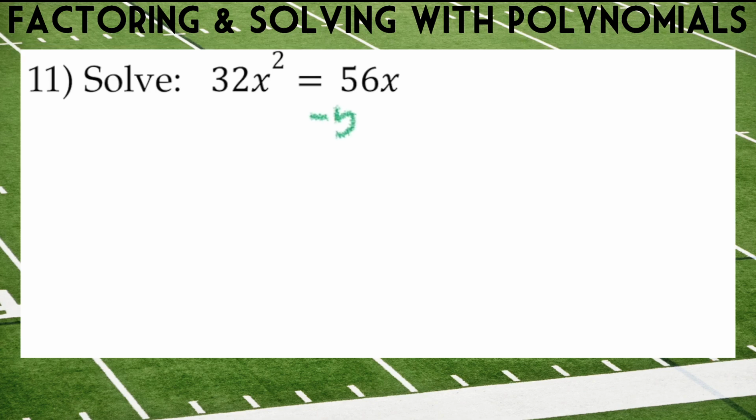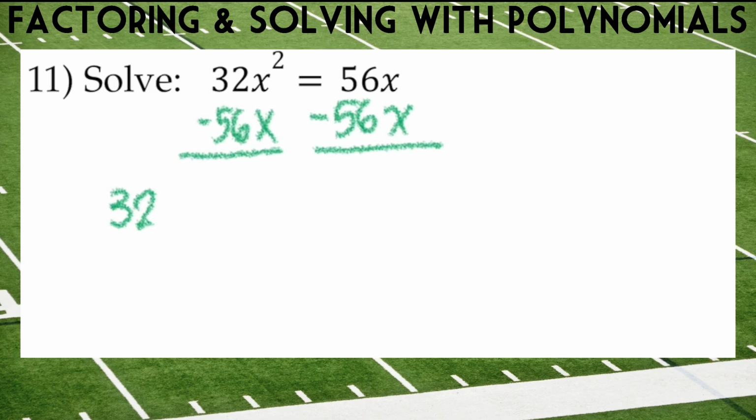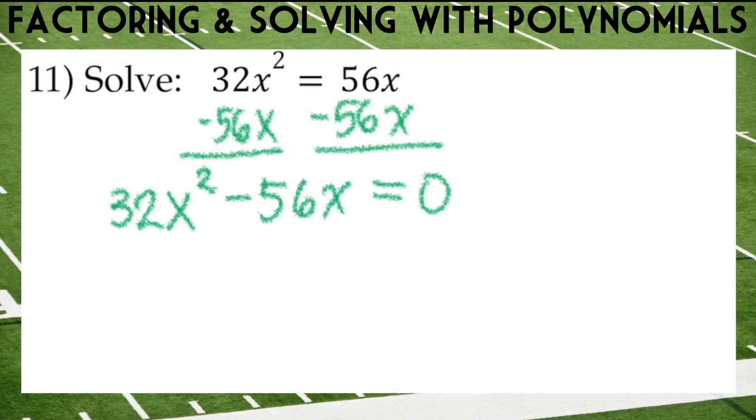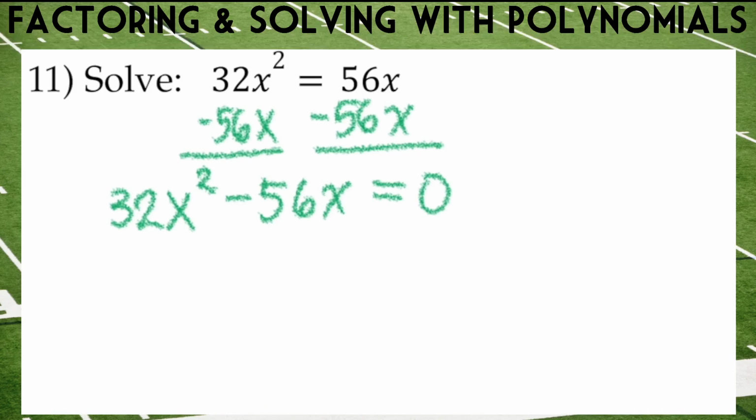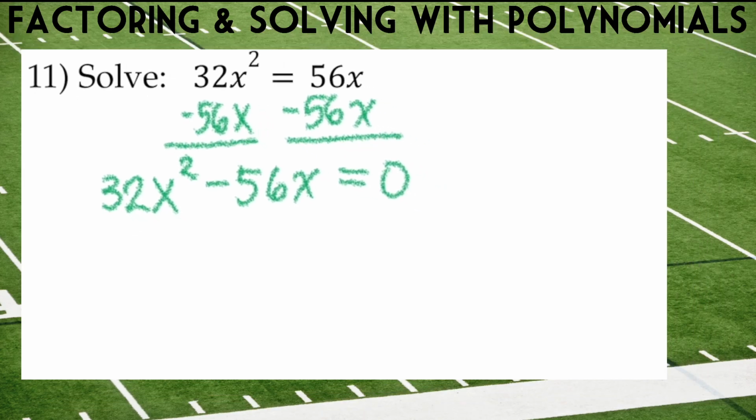So I'm going to subtract 56x from both sides. It's not like terms with 32x squared, so I cannot combine them, but I will make sure I write my terms in what we call descending exponential order, or in order from biggest power to the smallest power. So you want to make sure that you are doing that, okay?